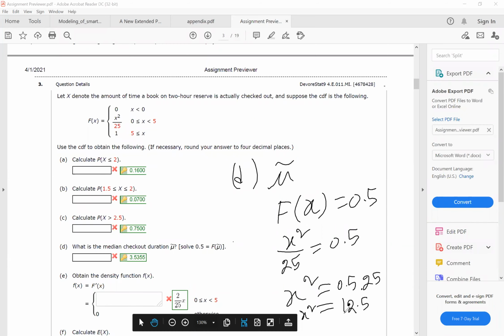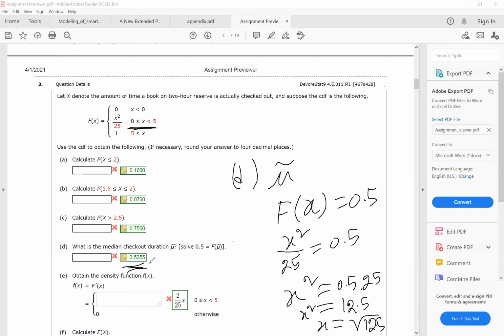Actually, we'll have two values here. One is positive, the other one is negative. But we have to consider the positive value. We cannot consider the negative value because x is positive here. If you look at this range, x is always between 0 and 5. So the median will be for sure between 0 and 5. So we have to just take the square root of this. So x will be the square root of 12.5, which is 3.5355.